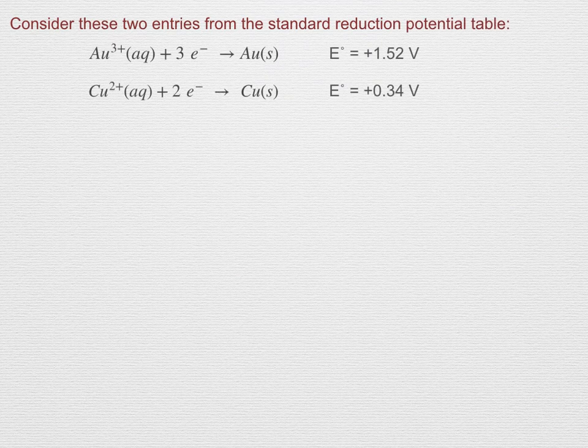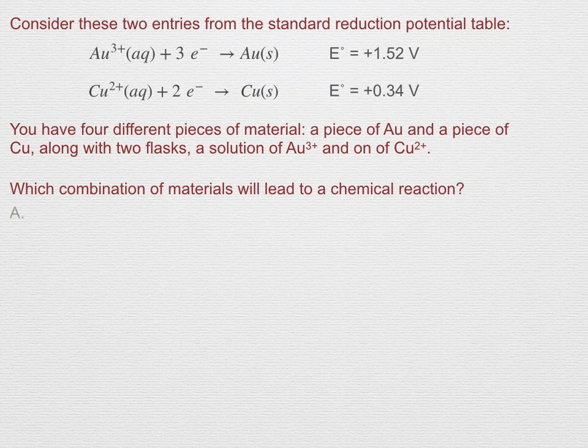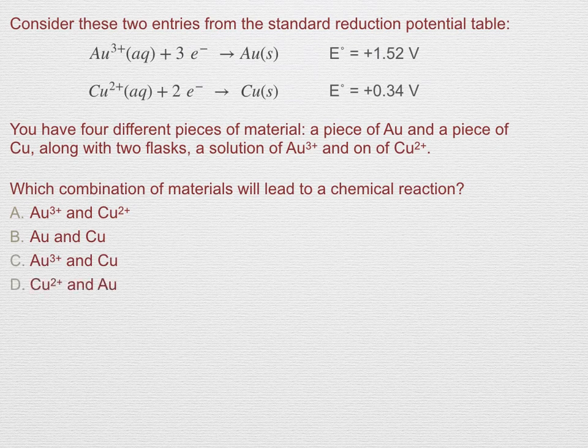Now consider these two entries from a standard reduction potential table. We've got Au3+ reducing to gold and Cu2+ reducing to copper. You have two pieces of metal, gold and copper, and two flasks with two solutions, Au3+ and Cu2+. Which combination of materials will lead to a chemical reaction occurring? A: Au3+ and Cu2+? B: Gold and copper? C: Au3+ and copper? D: Cu2+ and gold? Think about it for a minute and then make a choice.